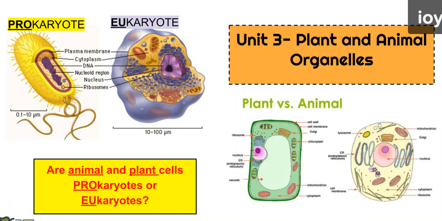Plant and animal cells are eukaryotic cells. You do have a nucleus. Even though both these cells have a nucleus, they are structured a little bit differently, as we're going to learn today.